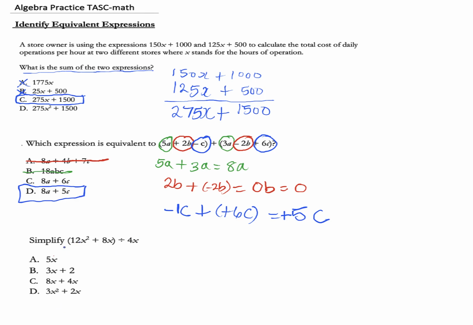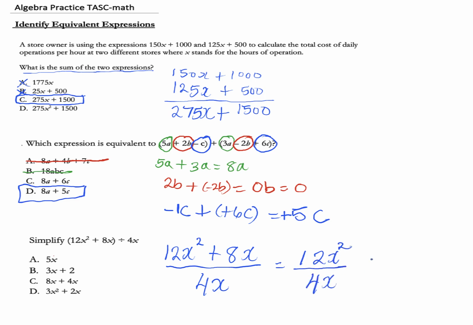Last but not least, I have to simplify. So I have 12x squared plus 8x, and I'm dividing by 4x. So 12x squared plus 8x, and I'm dividing all of that by 4x, which means that 12x squared has to be divided by 4x. And the 8x, which is all by itself, has to be divided by 4x. So the 4x has to divide everything that's inside the parentheses.